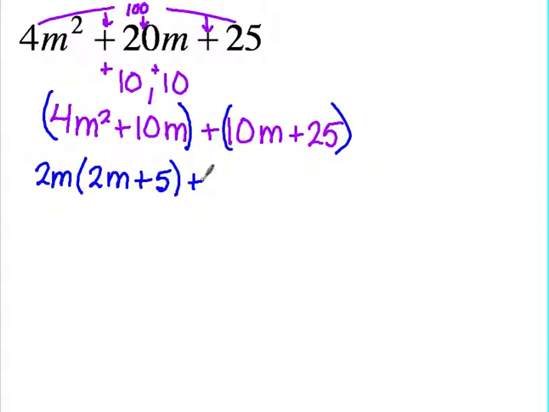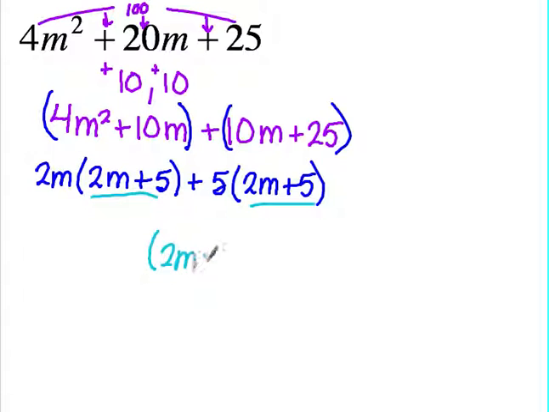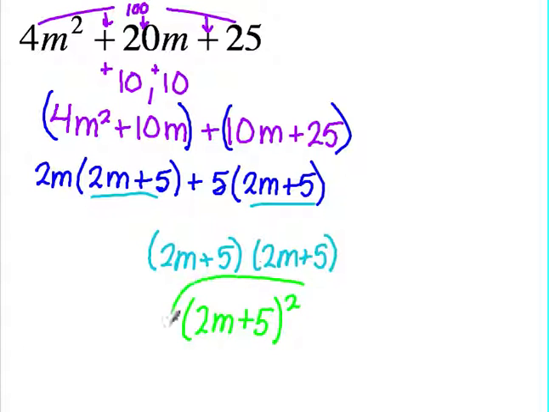What can I take out from the second bunch? A 5, and what does that leave me with? 2m plus 5. So this is the check we make. They match? We're good. So that's one of my factors. What's my other factor going to be? 2m plus 5. Now this is one in which you need to go one step further. What do you know about both of those? They're the same. So my final answer is going to look like this: 2m plus 5 quantity squared.